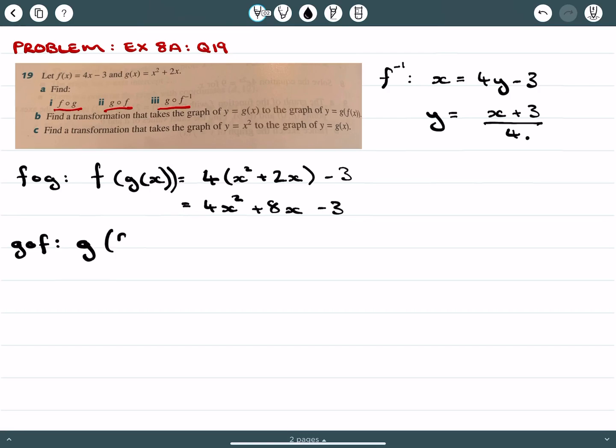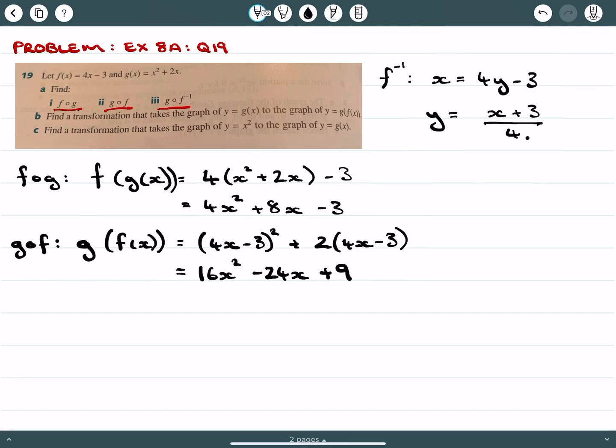If I look at g of f, this is g(f(x)), and what we would have here is (4x minus 3) all squared plus 2(4x minus 3). Now we would have to expand that out, so that's going to become 16x squared minus 24x plus 9 plus 8x minus 6. And this will give us 16x squared minus 16x plus 3.